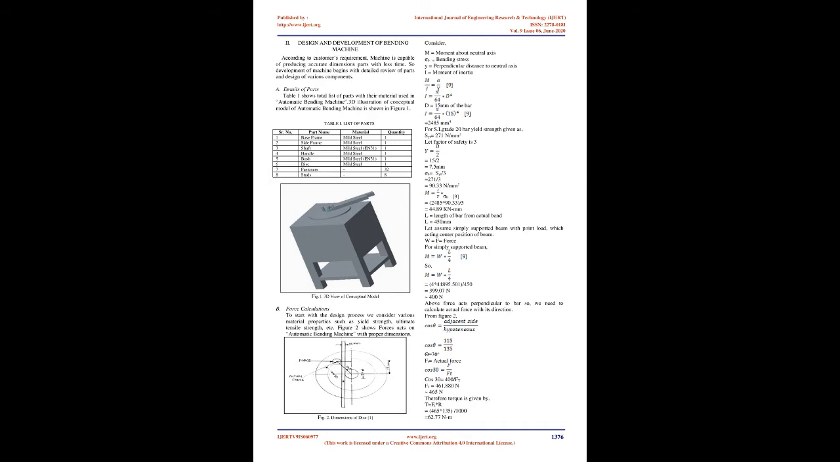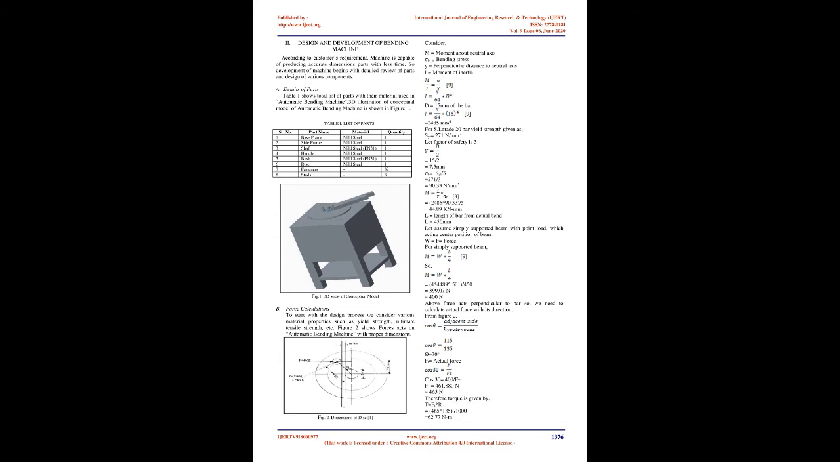2. Design and development of bending machine. According to the customer's requirement, the machine is capable of producing accurate dimensioned parts in less time. So development of the machine begins with a detailed review of parts and design of various components. A. Details of parts. Table 1 shows the total list of parts with their materials used in the automatic bending machine. A 3D illustration of the conceptual model of the automatic bending machine is shown in figure 1.